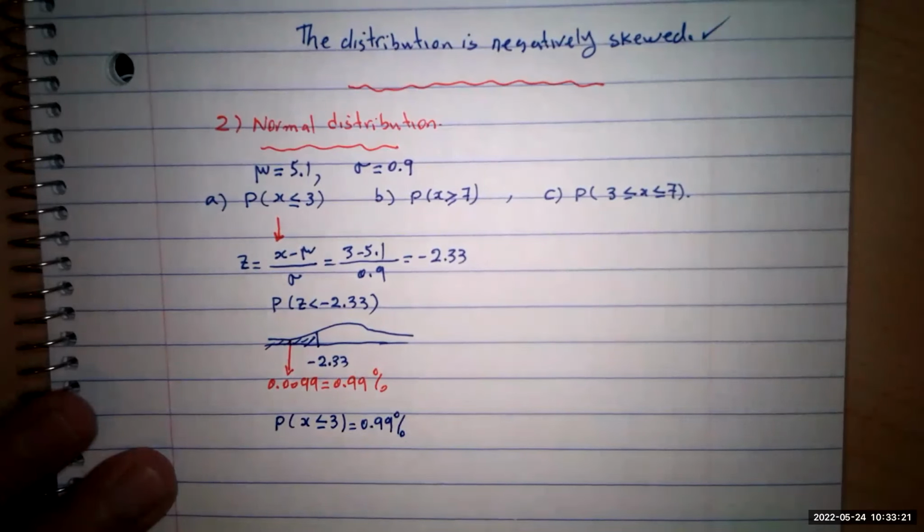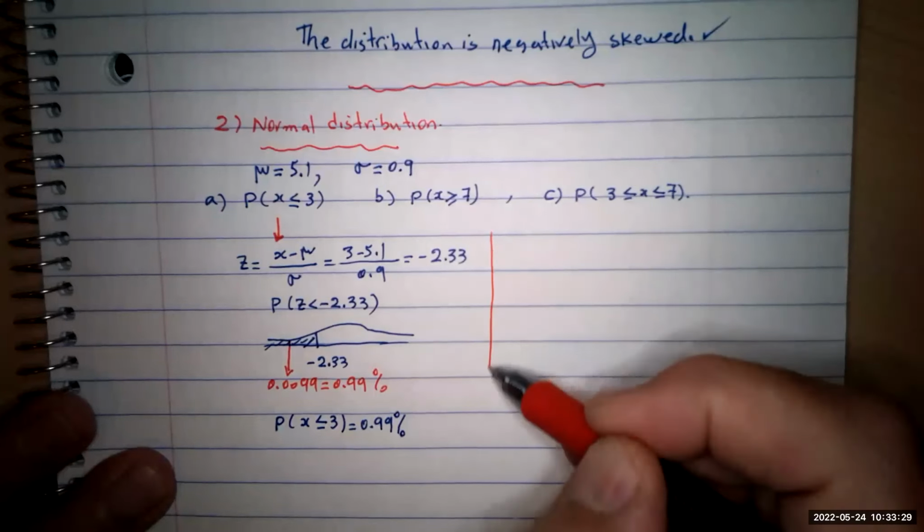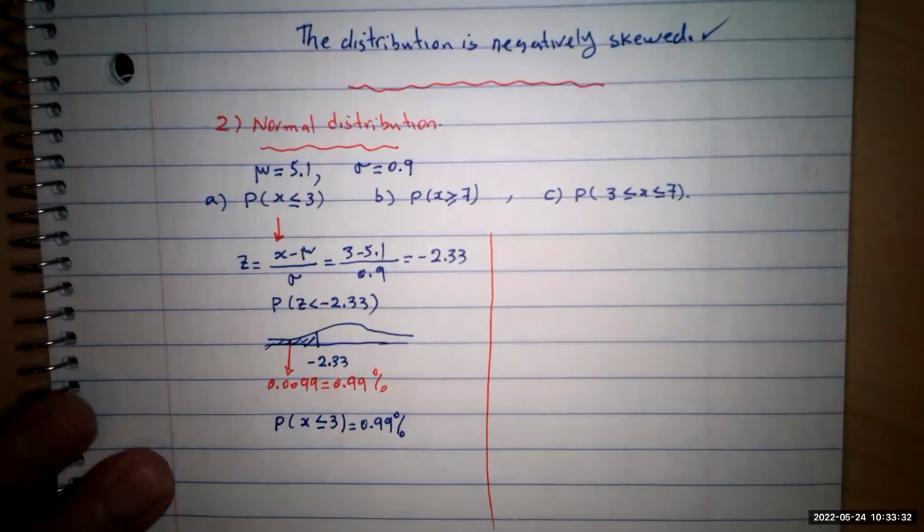Any question? It's straightforward. Again, you can use your calculator for this one. It gives us the numbers right away. Okay, that's part one. Part two, the same thing. You have to find the Z score.